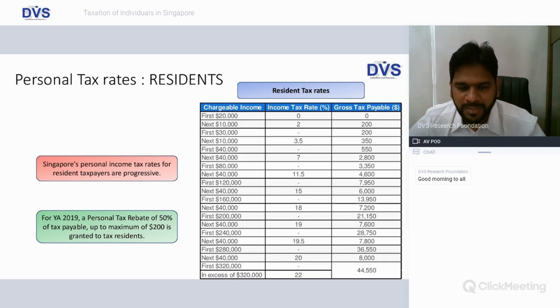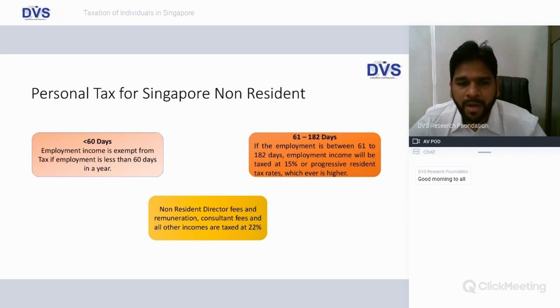For the assessment year 2019, a personal tax rebate of 50% of tax payable up to a maximum of $200 is granted to tax residents. So when your tax payable is $400, your amount of rebate will be 50% of that, $200, the maximum, given as a tax rebate for the assessment year 2019. So the tax rate starts at 0 and could reach 22% on a progressive basis for incomes in excess of 320,000 Singapore dollars.